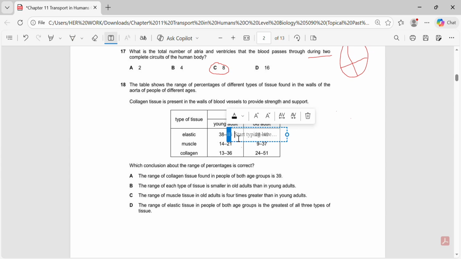For elastic tissue, the range is 8% in young adults and 12% in old adults. For muscle tissue, the range is 7% in young adults and 28% in old adults, and for collagen tissue, the range is 23% in young adults and 27% in old adults. We then carefully evaluate each option.